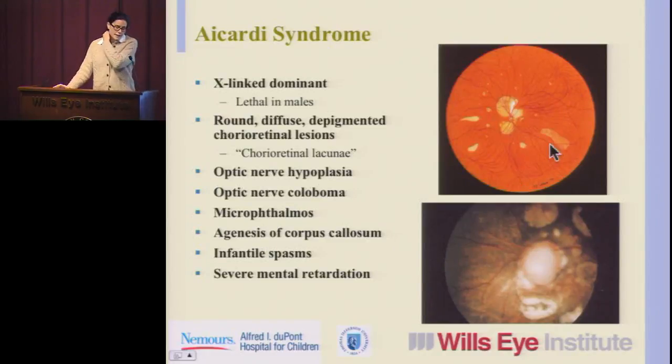Aicardi syndrome. I can say I do have one patient, a female, obviously, with Aicardi syndrome because it is lethal in males. It's an X-linked condition. And this photo could honestly be taken from my patient. They have optic nerve hypoplasia with colobomas, and they have these depigmented areas, these lacunae of the retina that you see. They have infantile spasms and severe mental retardation.